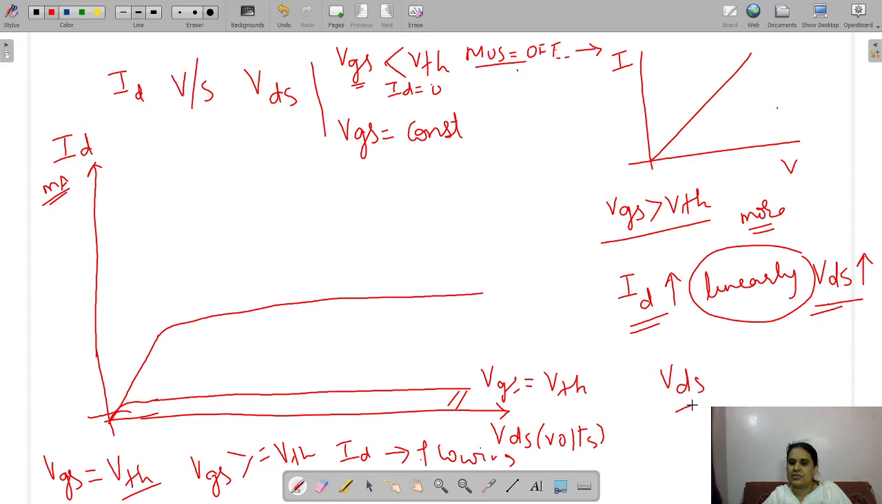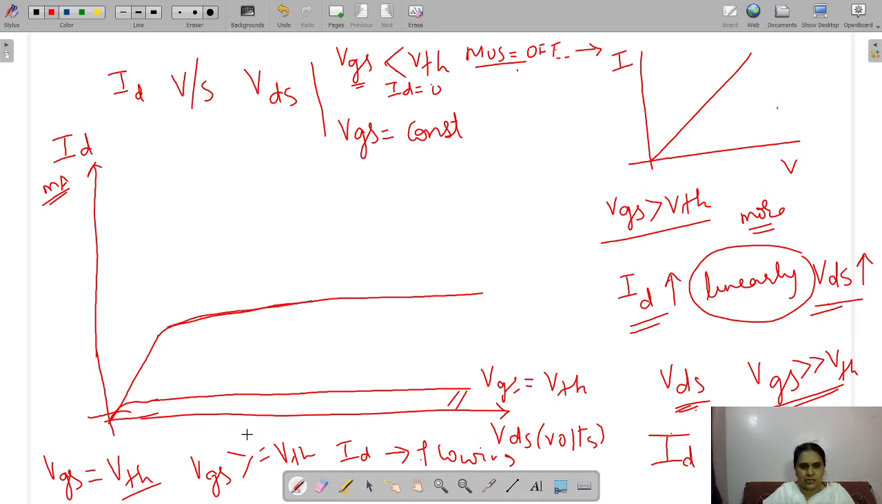If I again increase VDS, then at the input side my VGS will be much higher than the VTH. This is a condition. So the drain current increases linearly till a certain point only. Beyond a certain point, as I increase the VDS, the drain current is not increasing linearly. Instead, the drain current remains constant. So this part is called the constant region.